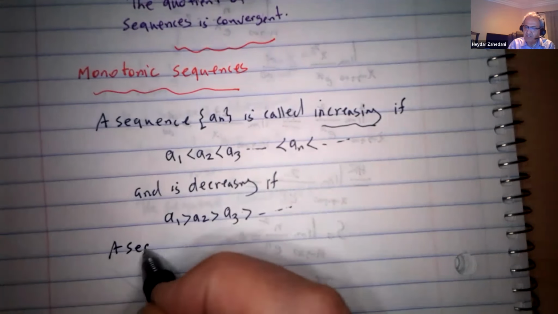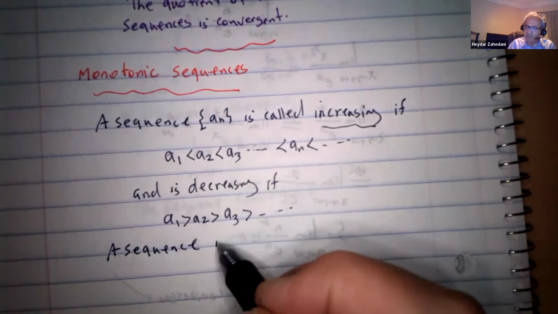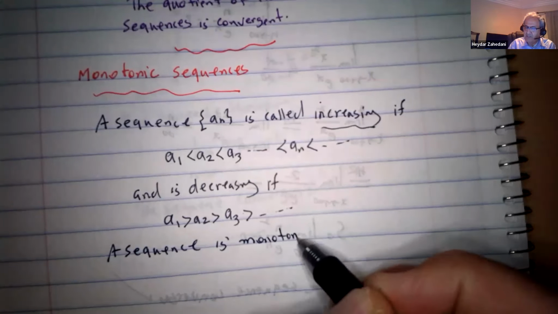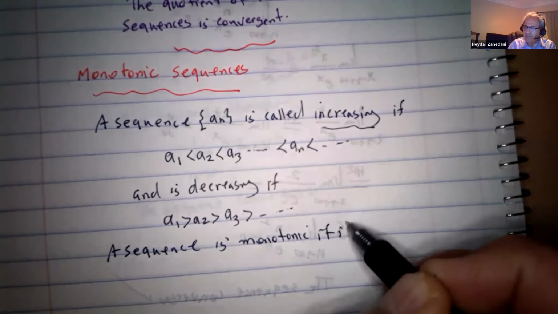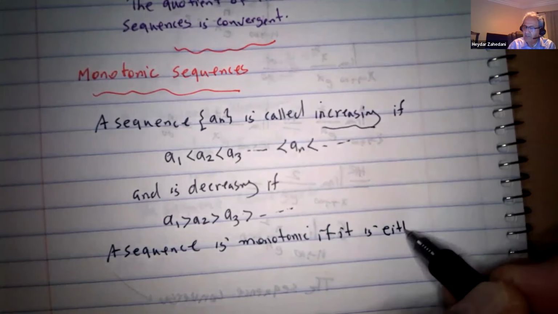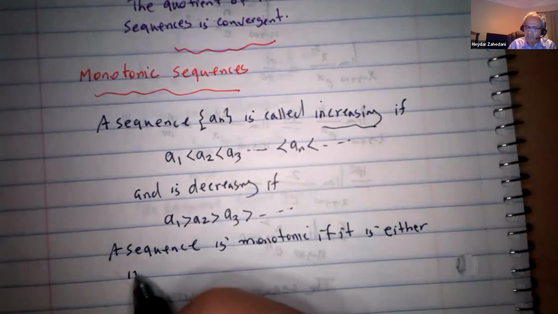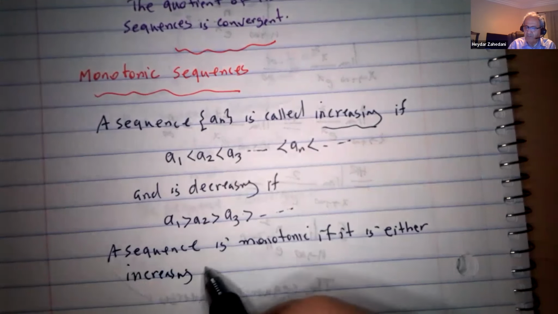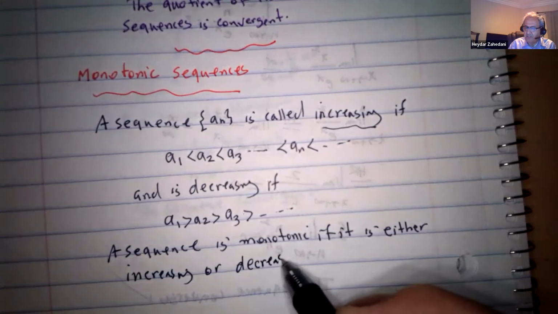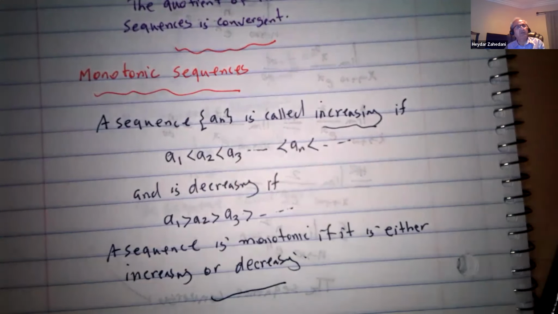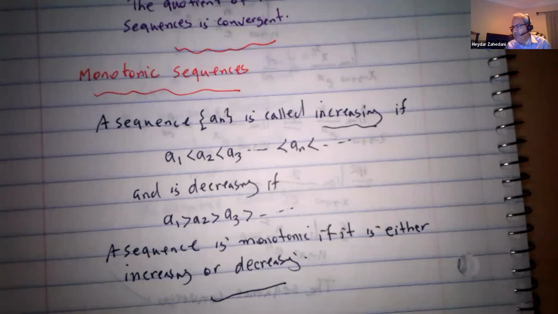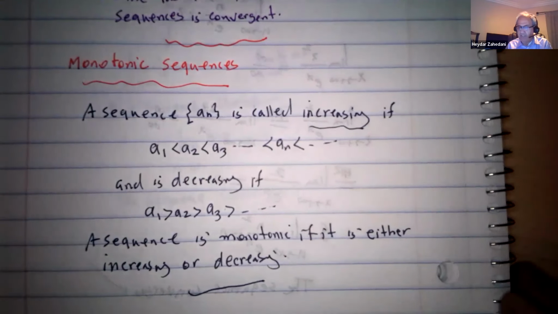So a sequence is monotonic if it is either increasing or decreasing. So if one of these happens, in that case the sequence can be called a monotonic sequence. There is a theorem that we are going to use in the future, so we need this one. So let's say we're going to check if the sequence is monotonic, increasing or decreasing. We have two theorems in the future. Both of them are going to use this type of idea.